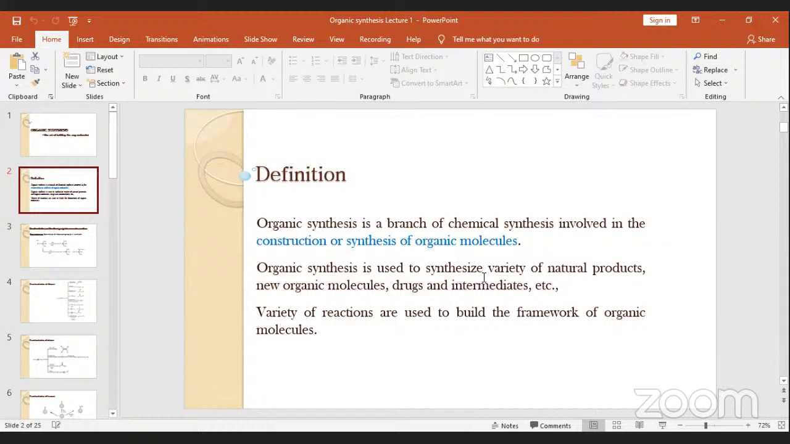So why do we have to synthesize organic molecules? Because they are used to synthesize a variety of natural products, new organic molecules, drugs, drug intermediates, that is pharmaceutical intermediates, and a variety of other industrial intermediates, which are used for the manufacture of a variety of new products which we use in day-to-day life. And for this synthesis, a variety of reactions are used to build the framework of organic molecules. Let us see briefly the variety of reactions that are used to synthesize these new molecules.